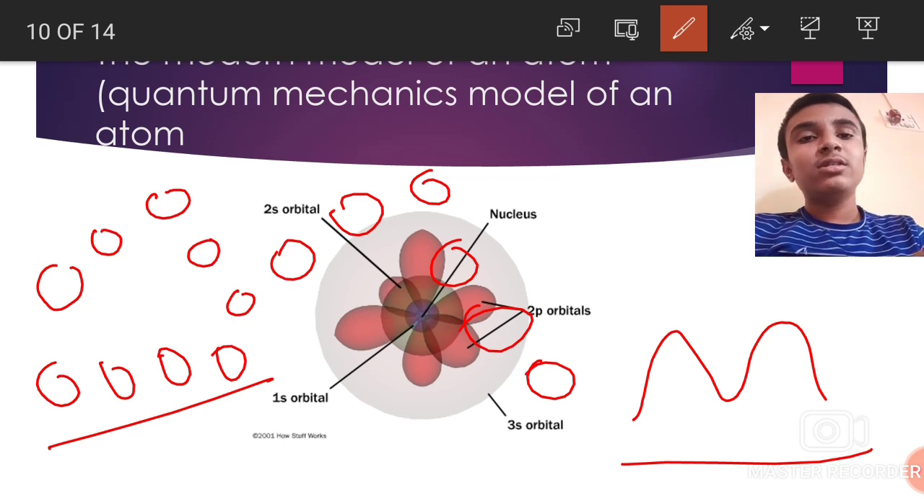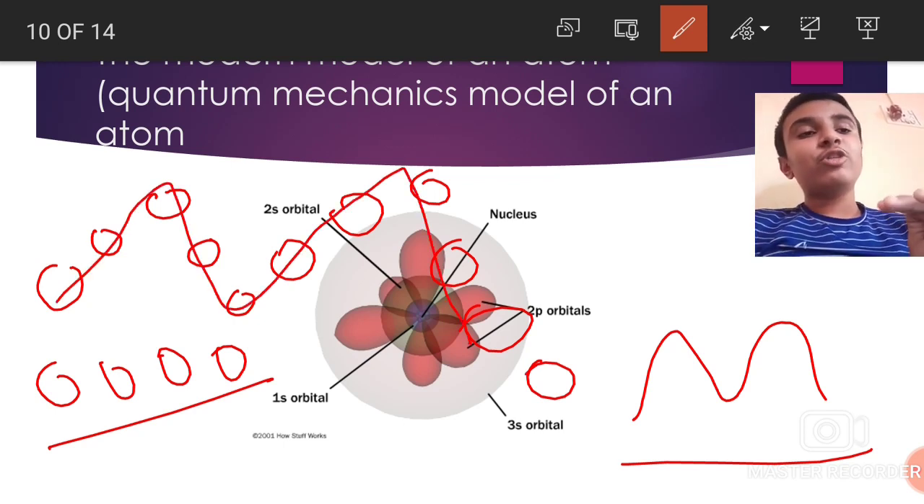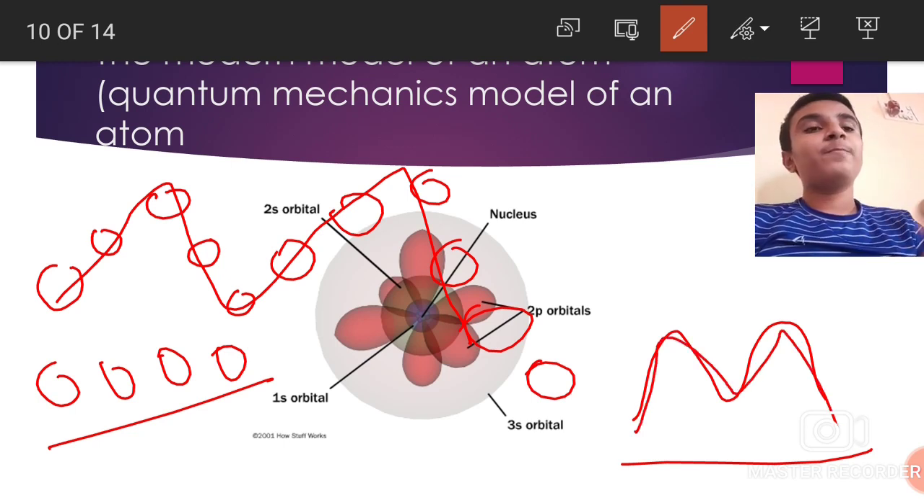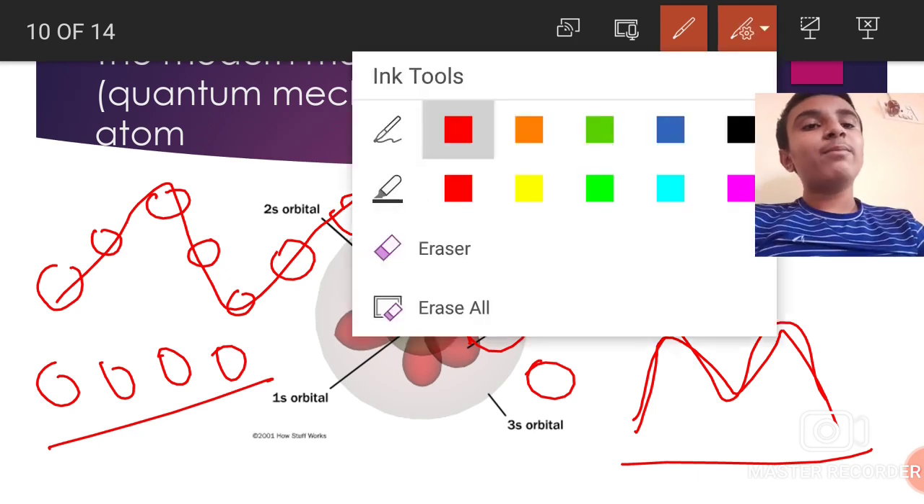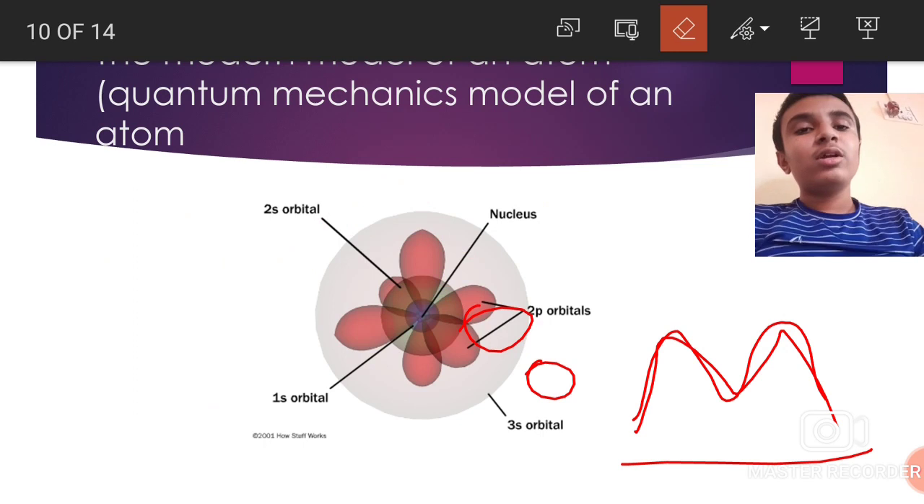You can see this: the particles which are going up and down, this is meant as a wave. So in this quantum mechanics model of an atom, they studied it by wave.